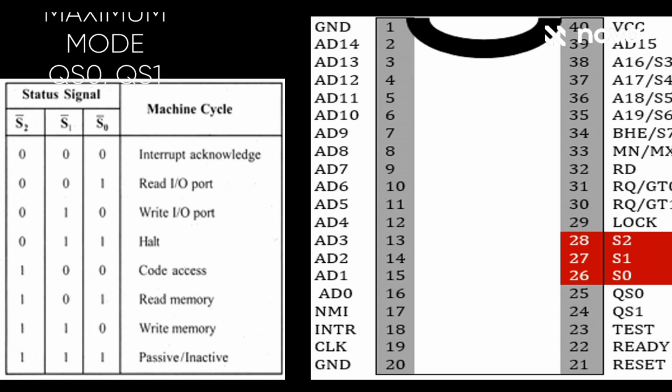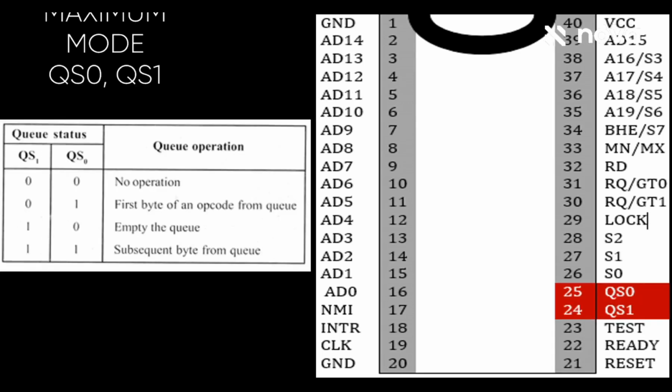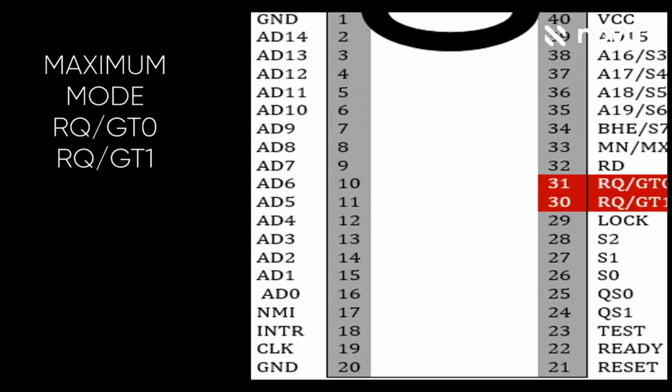QS0, QS1, Q status. The processor provides the status of the queue in these lines. The queue status can be used by an external device to track the internal status of the queue in 8086. The output on QS0 and QS1 can be interpreted as shown above. RQ/GT, bus request/bus grant. These are used by other local bus masters to force the processor to release the local bus at the end of the processor's current bus cycle. These pins are bidirectional. The request on RQ/GT0 will have higher priority than RQ/GT1.